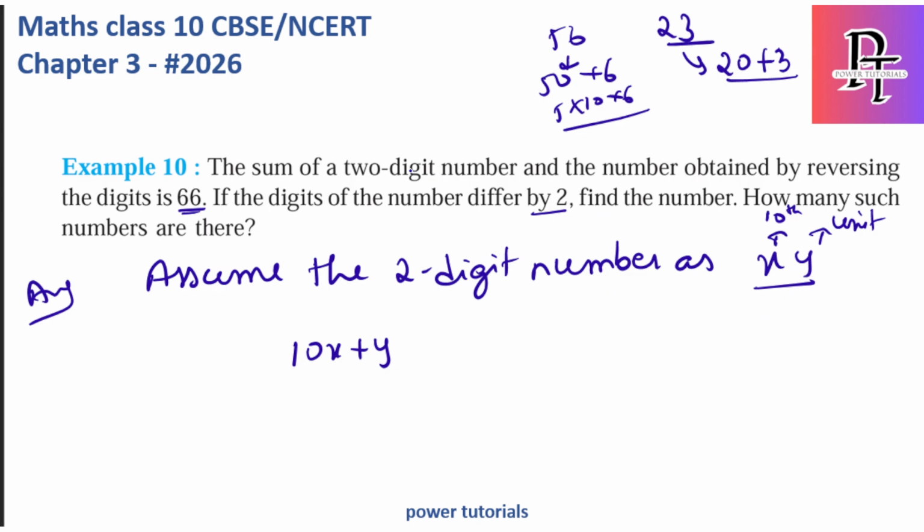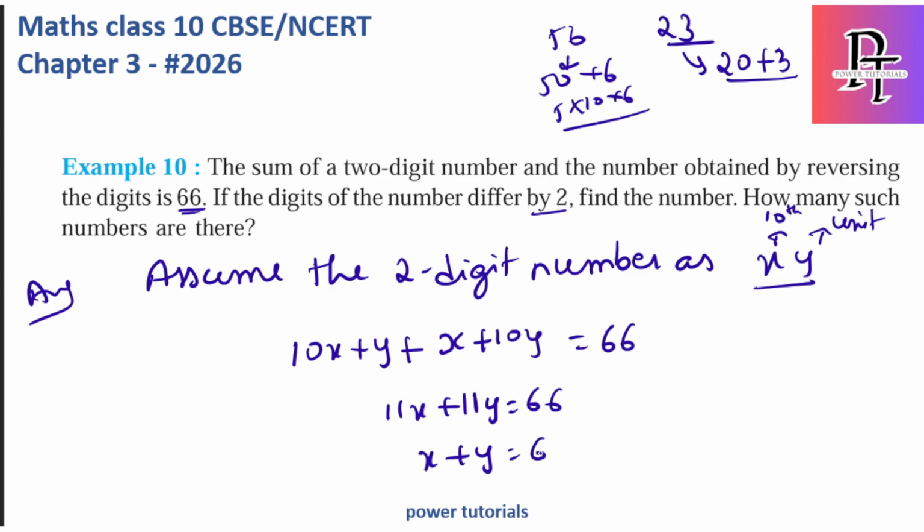And also they mention the sum of the 2-digit number along with the number reversed. If the number is reversed, the number will become x plus 10y, or simply 10y plus x. I have written it this one way. Now these two sum is how much? 66. So 11x plus 11y, I got it as 66. If I divide by 11, I will get x plus y is equal to 6. This is equation 1.